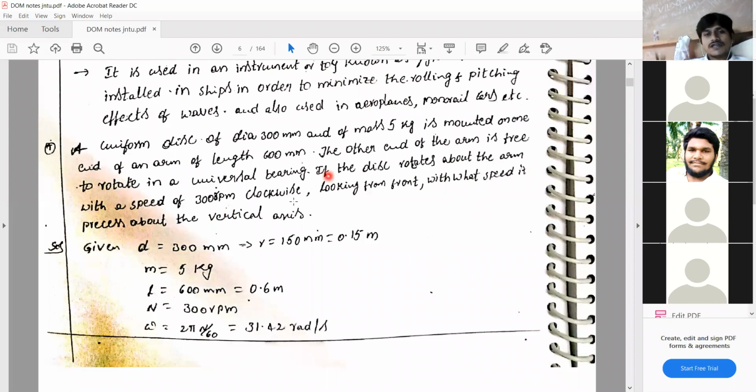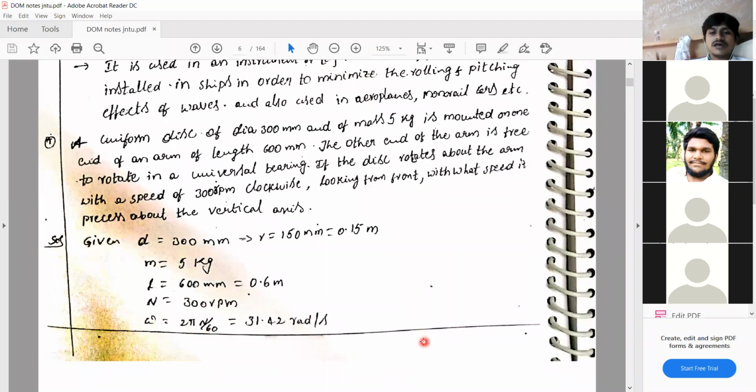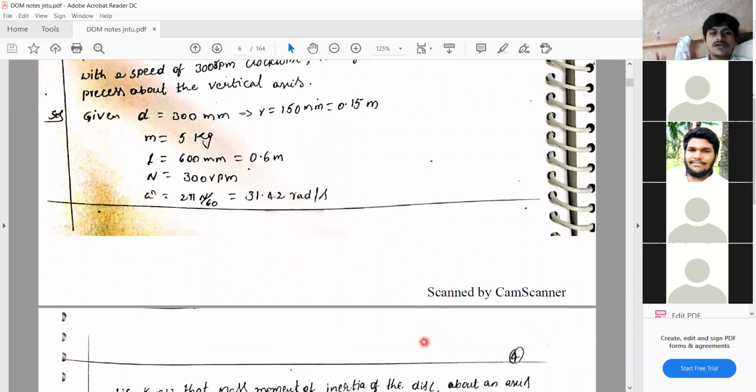So first we will write our given data. The diameter of the disc is 300 mm, so the radius is 150 mm. The mass of the disc is 5 kg, the length of the spinning shaft is 600 mm, and the speed of the disc is 300 rpm. Since we have the speed, we find the angular velocity of the disc, omega equals 2 pi N by 60, which gives 31.42 radian per second.